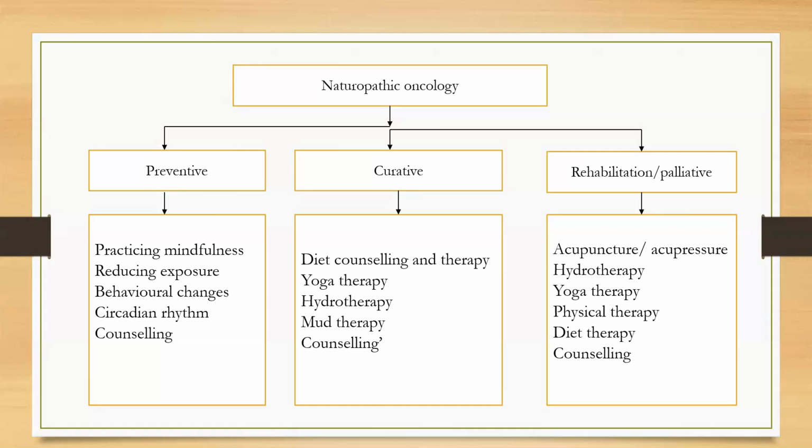Here, that is during cancer treatment, along with the conventional therapy, we must also encourage them in having a balanced diet, undergoing good yoga therapy, then hydrotherapy. Then coming to the rehabilitation or palliative, that is after the cure. Acupressure or acupuncture can be given, hydrotherapy, yoga therapy, and physical rehabilitation like physiotherapy and diet therapy should be given. A diet should be more constructive in nature.